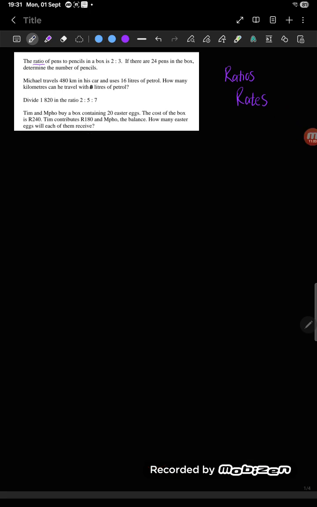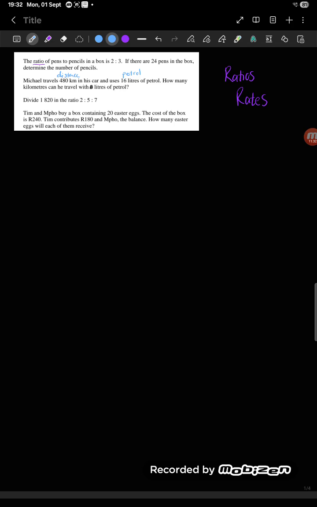Okay, so Michael travels 480 kilometers in his car and uses 16 liters of petrol. Now, I've got 2 units. I've got distance and I've got liters of petrol. How many kilometers can he travel? Now, it said 9, but I prefer 8. How many kilometers can he travel with 8 liters of petrol?